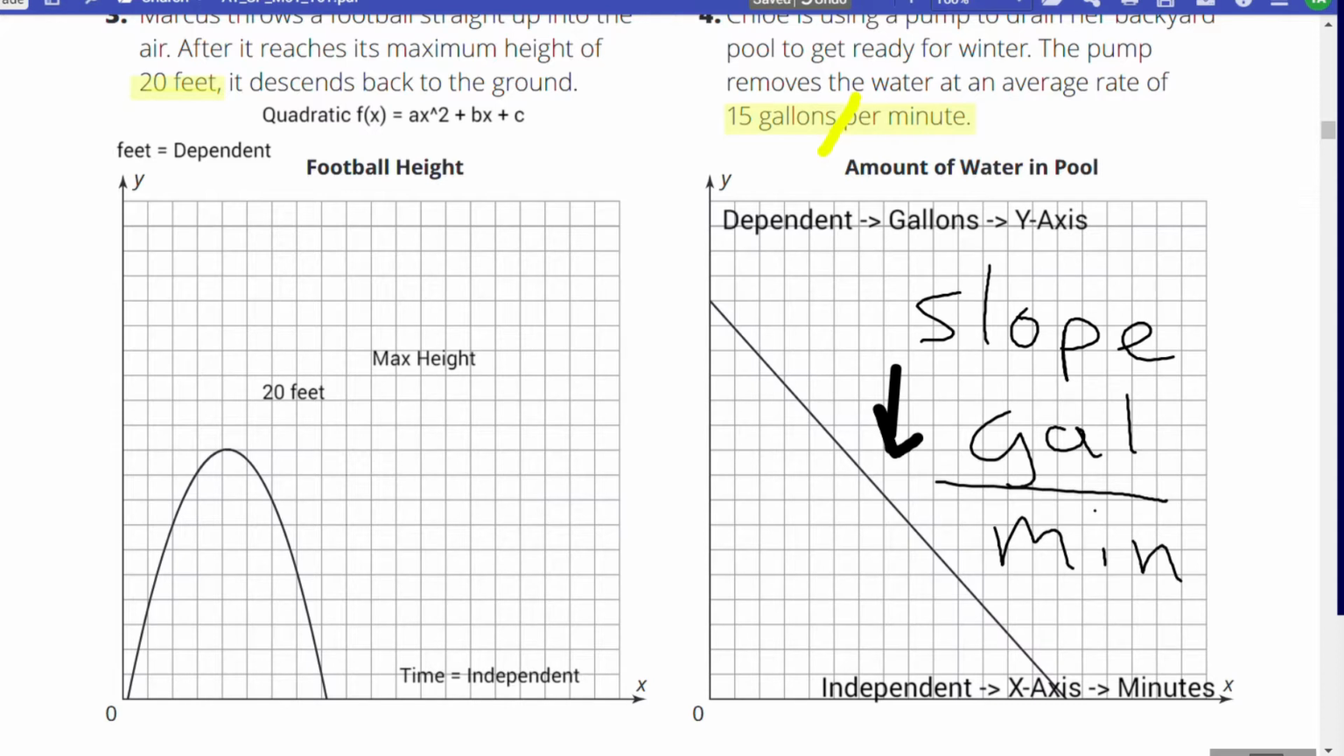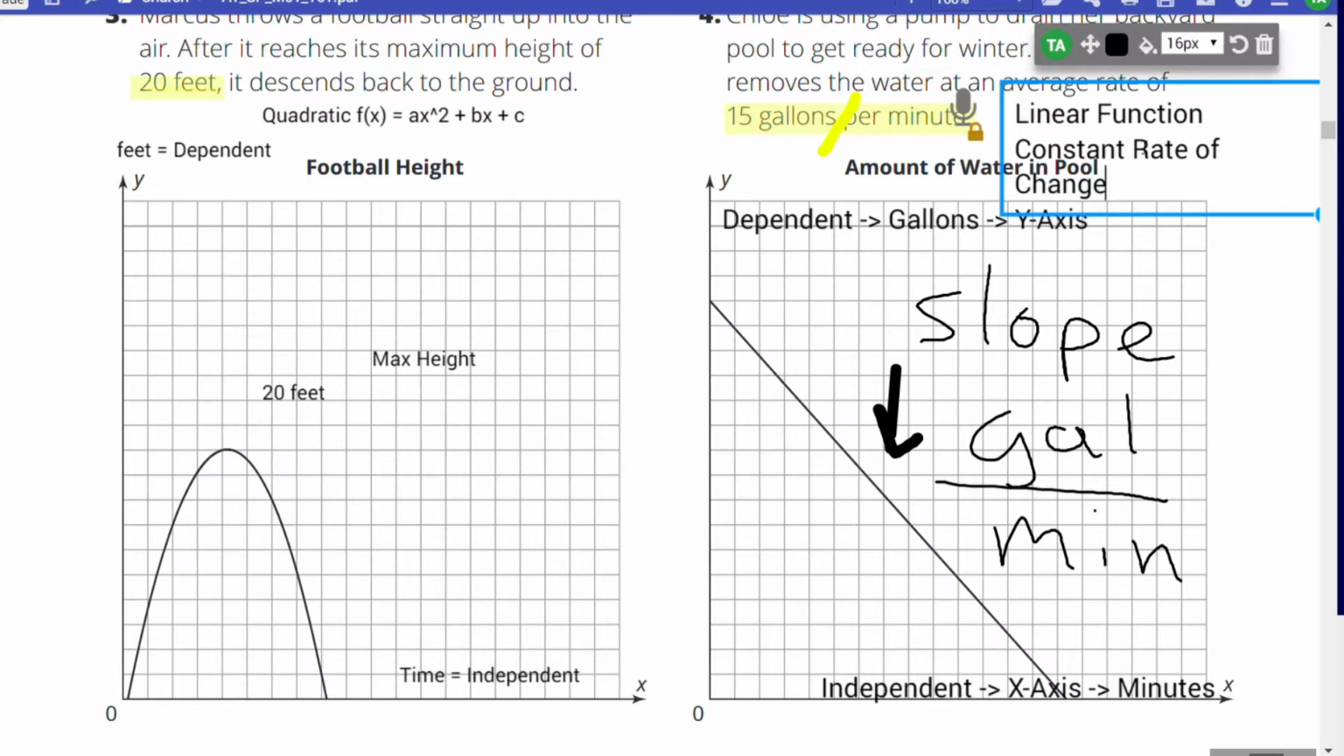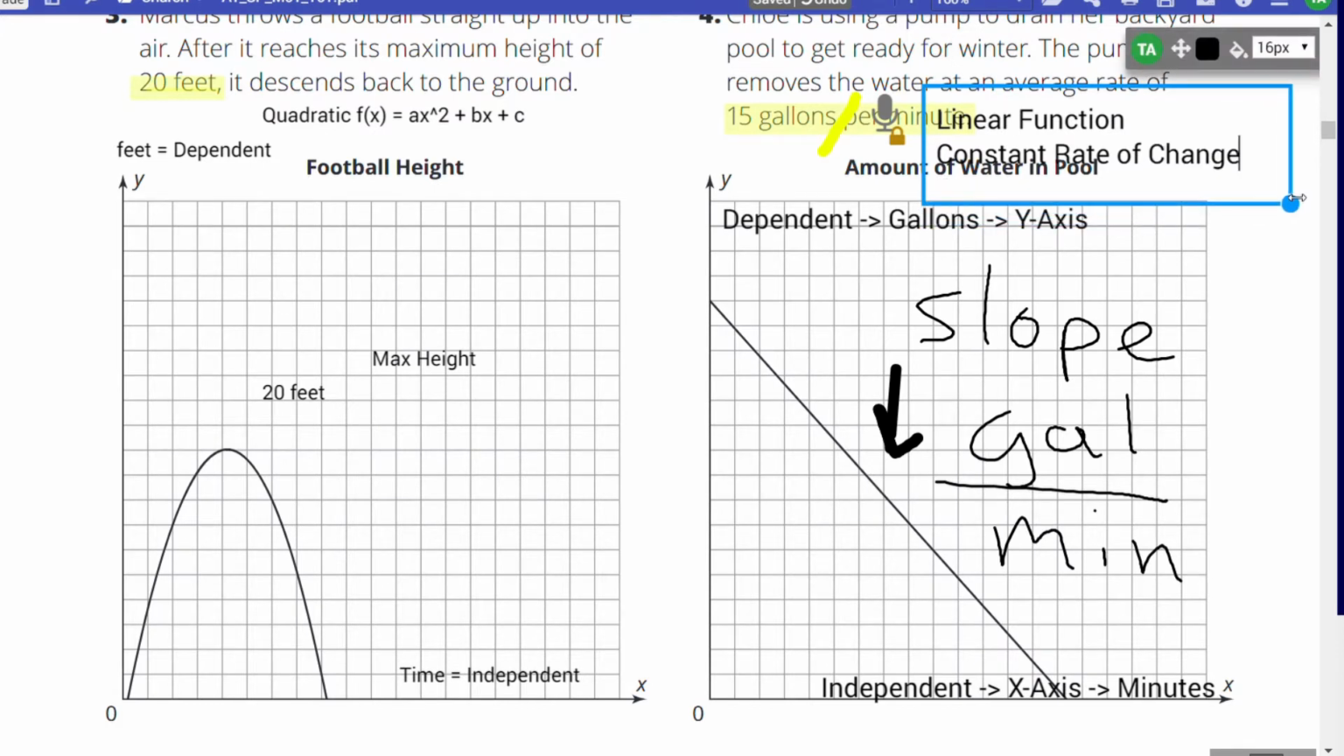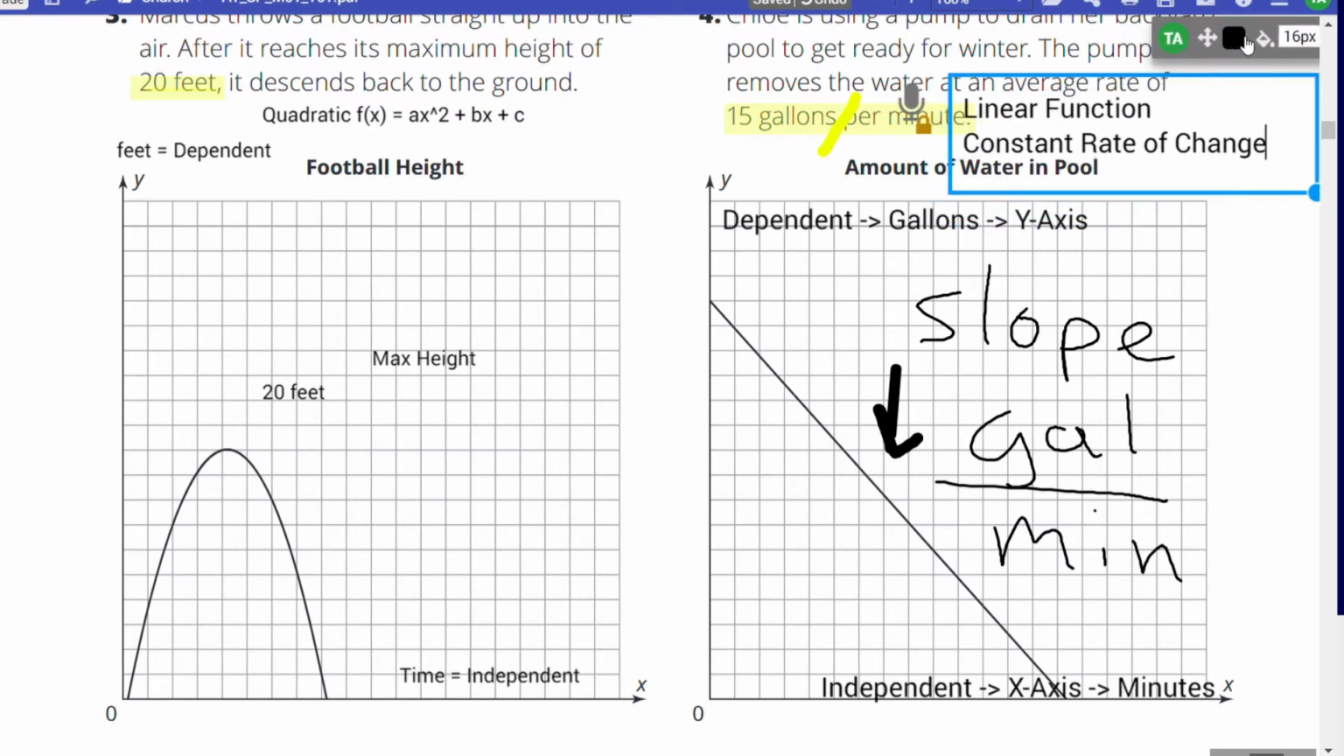And that's basically it. And then because it's a straight line, we have to remember that that is what we would call a linear function. So that would be a linear function with a constant rate of change. Let's move this over here just a little bit so we can get it where we need it to be. So that's a lot of information.